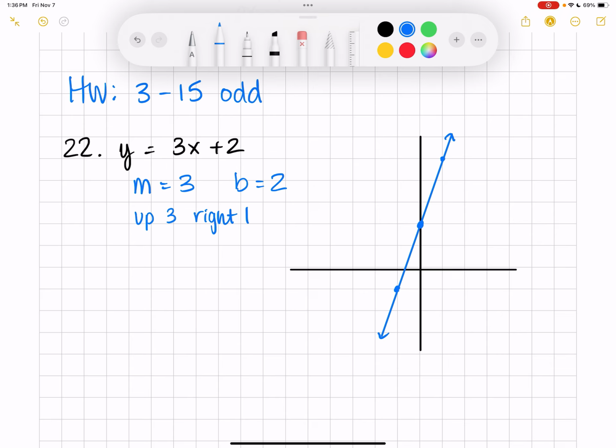Huh? Why'd you put a dot down there? Because I went down 3 and back 1. Because you can also do that. It says up 3, but I can also go down 3, left 1, to make a straight line. Yep.